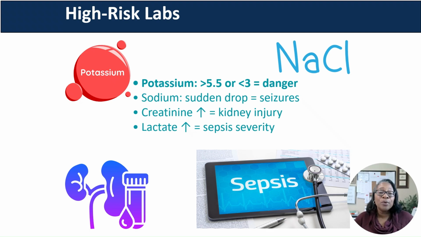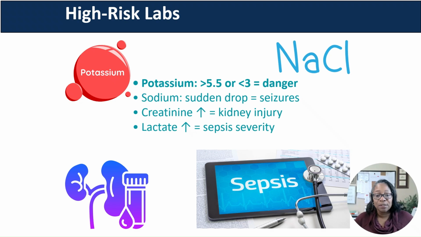Creatinine, normal 0.6 to 1.3 milligrams per deciliter. If it's rising, that's letting you know kidney failure. And so you're going to have to teach your patient to avoid nephrotoxic drugs like contrast dyes or NSAIDs. Lactate level, normal 0.5 to 2. If it's trending upward, that's letting you know sepsis or tissue hypoxia.